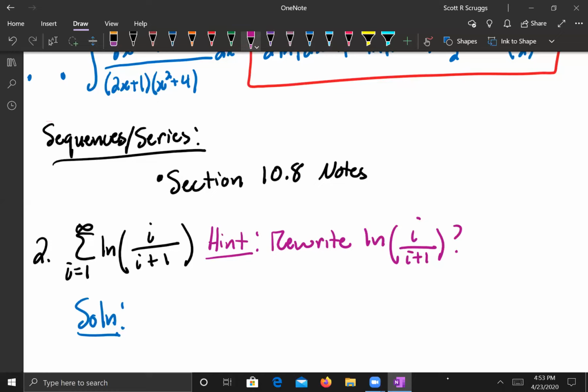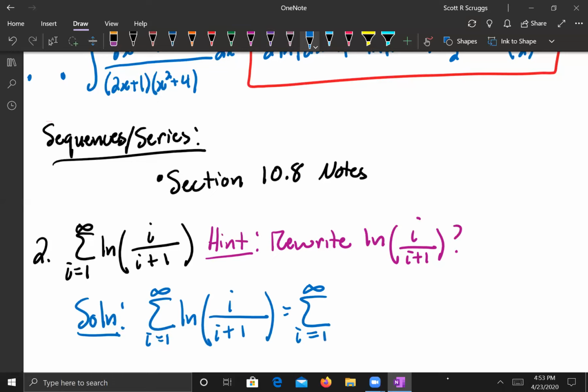Alrighty. Let's go over the solution. As Unique mentioned, we're going to have to do a telescoping series, because I can rewrite my series, natural log of i divided by i plus 1, because I have a quotient inside the natural log, as natural log of i minus natural log of i plus 1.